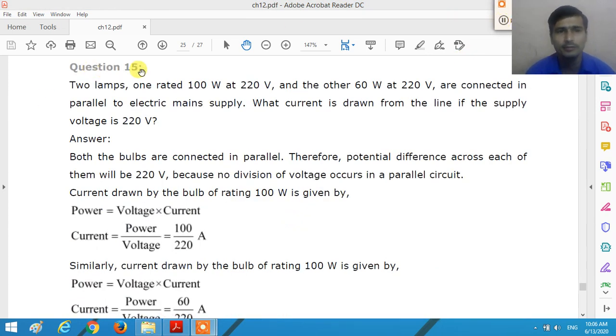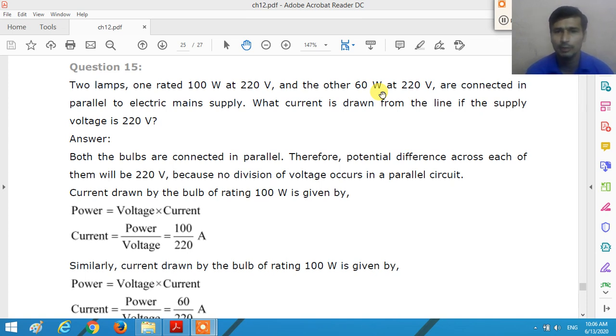Now question number 15. Two lamps, one rated 100 watt at 220 volt and the other 60 watt at 220 volt, are connected in parallel to the electrical main supply. What current is drawn from the line if the supply voltage is 220 volt? There are two bulbs, two lamps, the rating of one is 100 watt, the rating of the other is 60 watt. Both the bulbs, lamps, we have connected in parallel with the main supply.